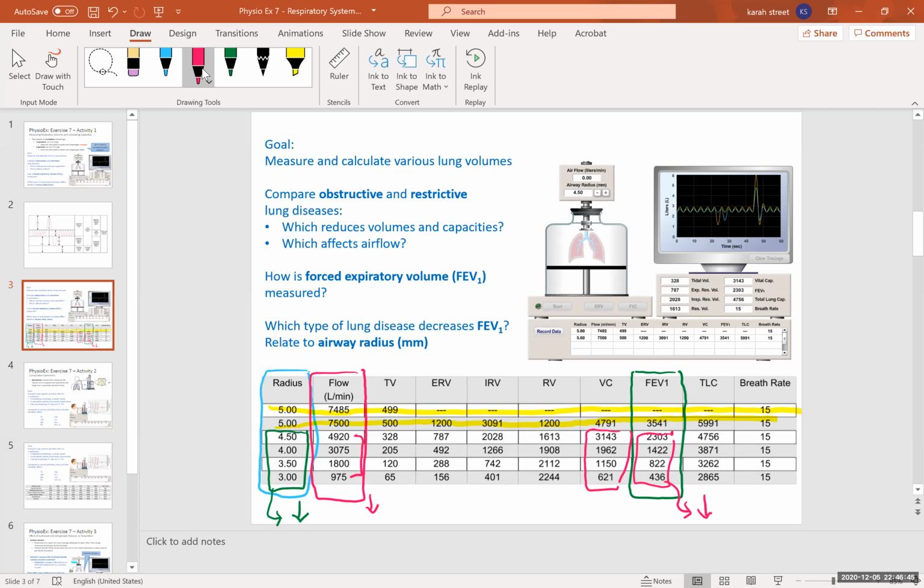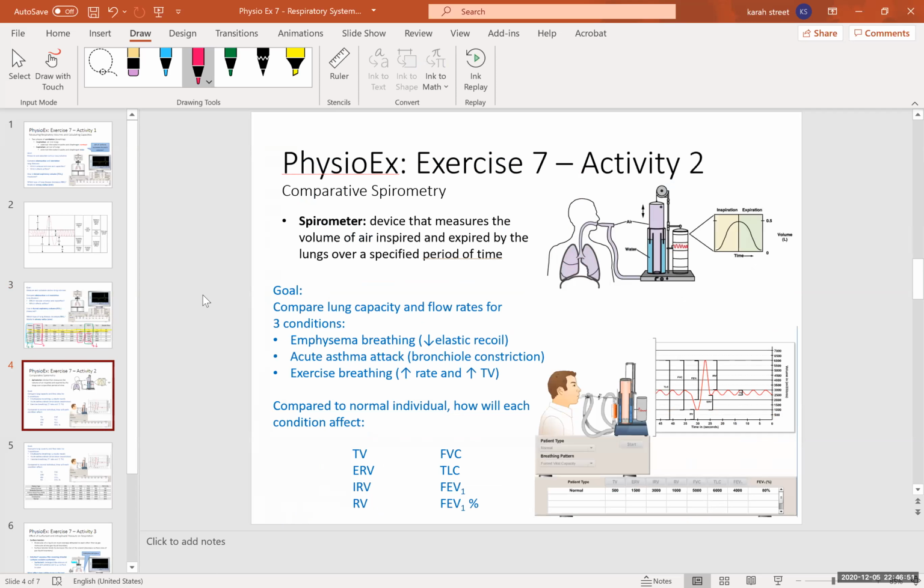All right, moving on to experiment number 2. With experiment number 2, we were looking at comparative spirometry. And we took a lot of data for this activity, and most notably, we were playing with a patient that had emphysema. We had a patient that was experiencing an asthma attack. And then we also looked at a person who was exercising, moderate to heavy exercise.